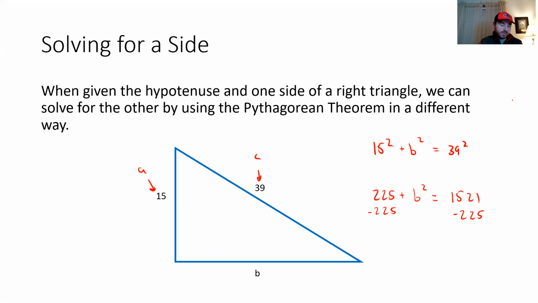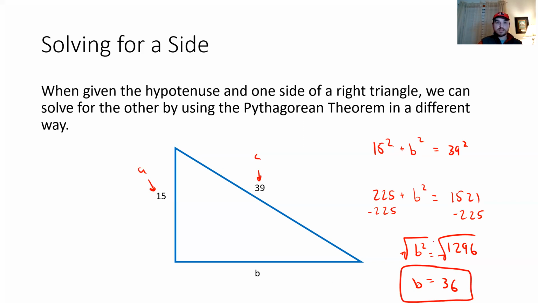1,521 minus 225 is 1,296. And then, just like we did with the c squared, we have b squared equals 1,296. So we take the square root of both sides to get b equals 36. So in this case, our answer would be b equals 36.